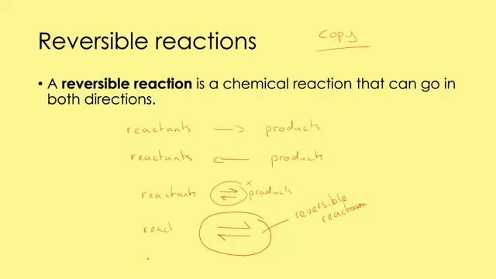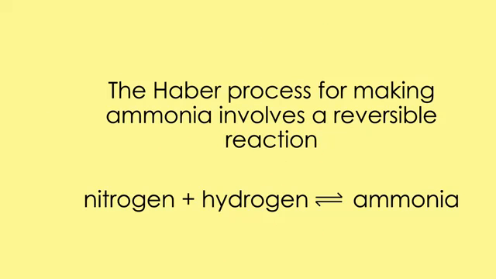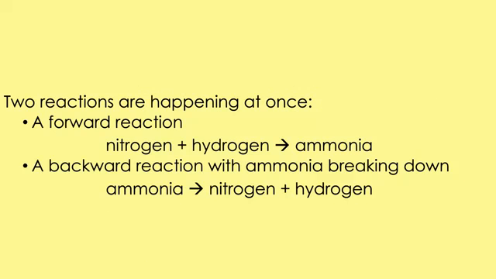So the reactants turn into the products, but the products can also turn into reactants. A classic example of this, which you'll learn about more in year 11, is the Haber process. The Haber process is making this chemical called ammonia, which is really important for fertilizers, as we'll learn in year 11. So you turn nitrogen and hydrogen into ammonia, but as you make the ammonia, some of those ammonia molecules react back with each other to give nitrogen and hydrogen. So there's 2 reactions happening at once. The nitrogen and hydrogen are turning into ammonia, but then the ammonia is breaking down, it's decomposing to give nitrogen and hydrogen.